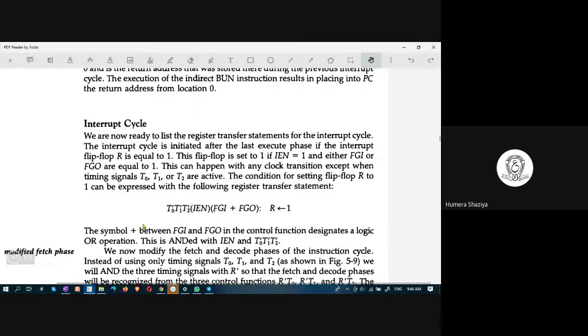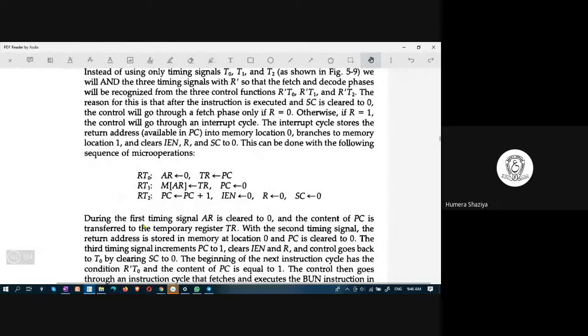Look at this, how the interrupt cycle is executed. If either FGI or FGO is 1, and IEN is 1, and T0 is 0, T1 is 0 and T2 is 0, at this point R is set to 1. When R is set to 1, what happens? You have to perform the interrupt cycle. And what does the interrupt cycle comprise of? These three steps.